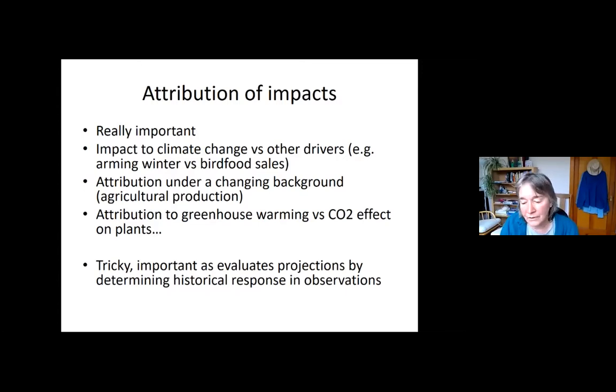And the community is also grappling with and really struggling with the attribution of impacts to climate change and forcing. It's really important because it evaluates a very uncertain and difficult aspect of climate change. Has this impact that I observed, this decrease in crop production, or this increased wintering rate of birds, been caused by climate change? For example, for the birds, you would worry about winter warming versus bird food sales, which went up at the same time. So it creates a whole lot of new methodological problems, but it's also super important.